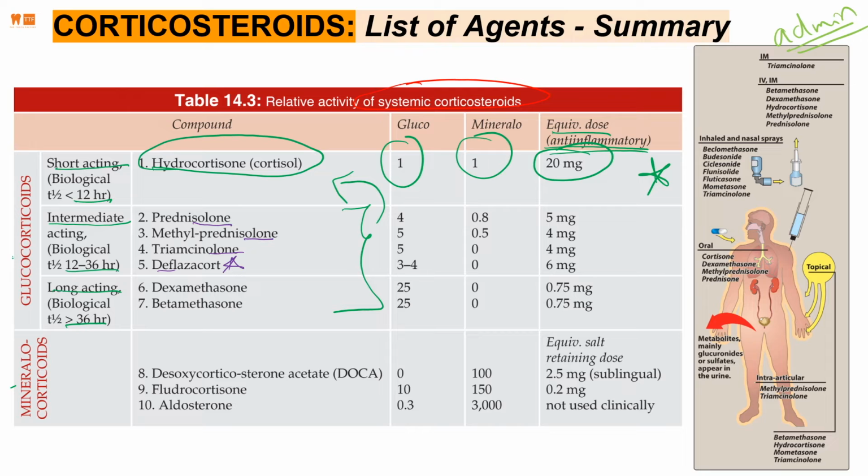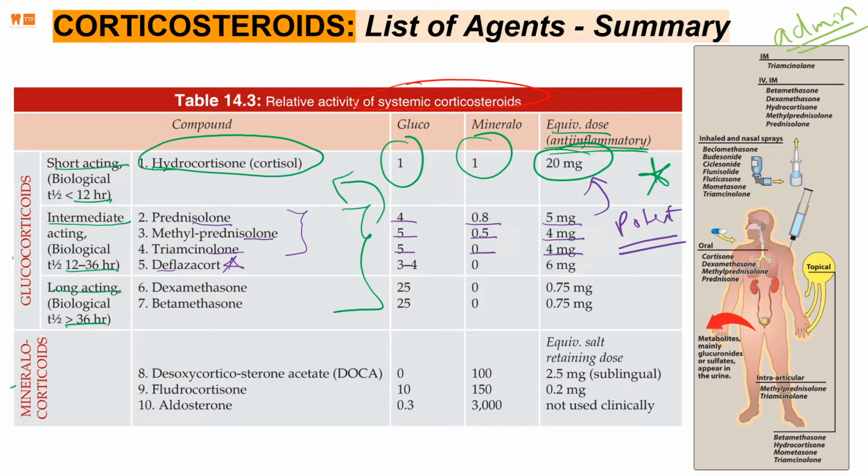In the prednisolone and triamcinolone family, there's more glucocorticoid activity than mineralocorticoid activity. The equivalent doses are 5 milligrams, 4 milligrams, and 4 milligrams. So 5 milligrams of prednisolone is equivalent to 20 milligrams of hydrocortisone. What does that mean? That these are potent. That's all it means. Higher potency. They're more potent: less dose, equal effect.